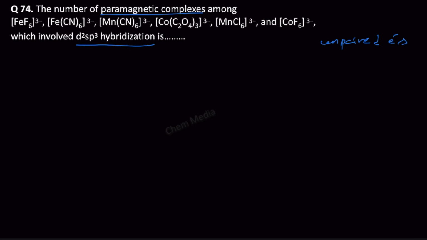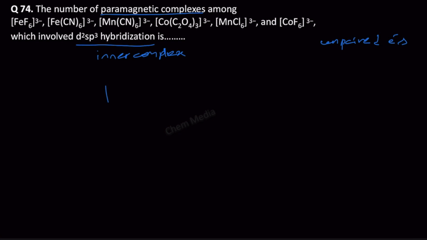be d2sp3. This means it has to be an inner complex. If it is an outer complex, then we need to ignore that. What we mean by inner complex is it has to use the 3d orbitals. So this d2sp3 has to use the 2 orbitals of 3d instead of 4d.